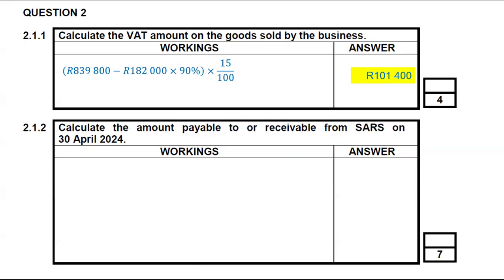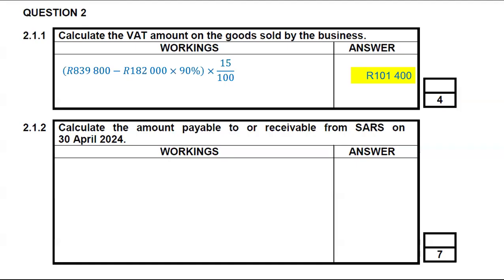So that 101,400 is VAT output, because it is VAT that was calculated on sales. Sales is income. We good? Still together? We're nailing this.